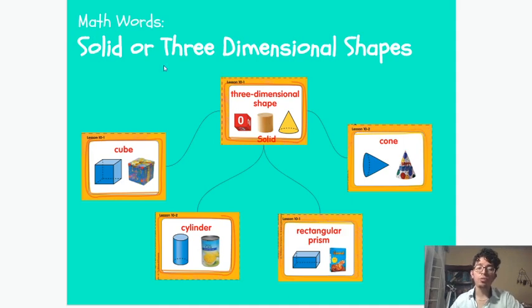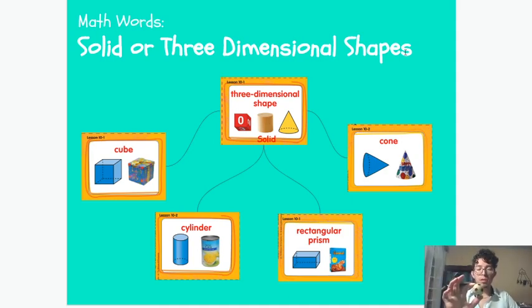Okay, guys, now to the next topic. Now we have solid or three-dimensional shapes. Ahora tenemos las figuras que son sólidas o de 3 dimensiones. A solid or three-dimensional shape, una figura sólida o tridimensional, is a shape that has depth and volume. Es una figura que tiene ancho, alto, fondo, ¿sí? O volumen.